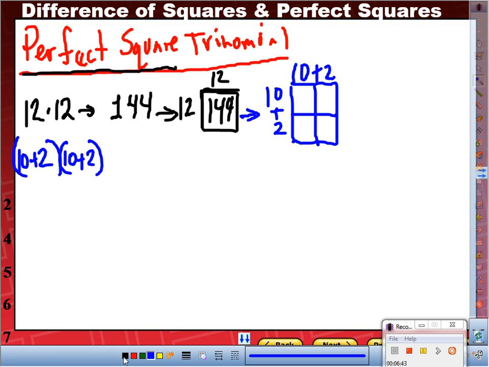Here we go. What is 10 times 10? 100. What is 10 times 2? 20. What is 2 times 10? 20. And what is 2 times 2? 4.